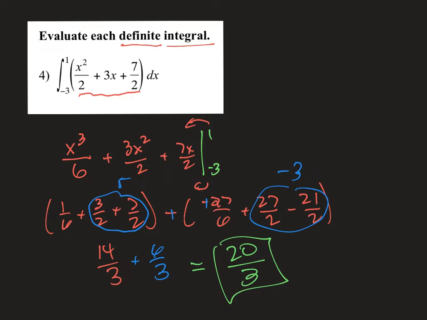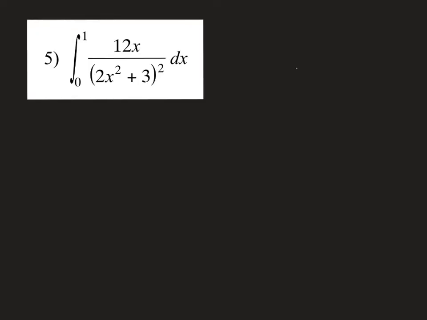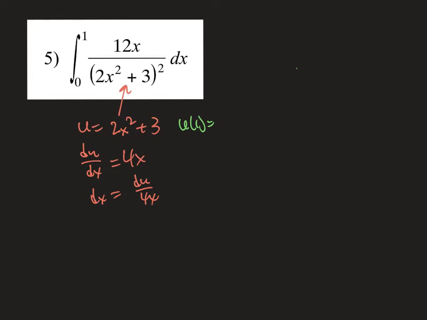All right? 20 over 3 with no calculator. You can do this. All right, next on number 5, we're doing another definite integral. Notice this is a composition, right? The 2x squared plus 3 was plugged into a u squared there. So I'm going to say u equals 2x squared plus 3. The derivative is 4x. And when I solve for dx, I get du over 4x. And remember, for definite integrals with u substitution, we stay with u because u is good. So I'm going to do u of 1 and get 5, and u of 0 and get 3.